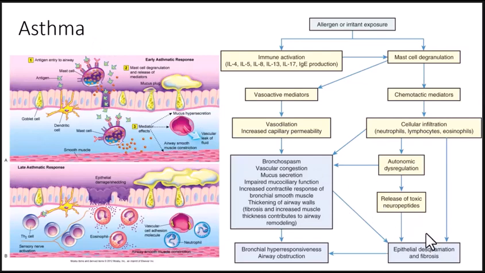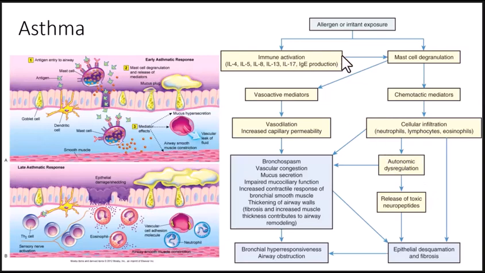Another point to make here that further contributes to the damage that's occurring in those with untreated asthma includes the release of toxic neuropeptides. Neuropeptides are really just groups of compounds that act as neurotransmitters that are found within the airway. Now, in those that have asthma, these neuropeptides can be broken down more rapidly by enzymes from inflammatory cells, and this can also contribute to that exaggerated bronchial responsiveness.